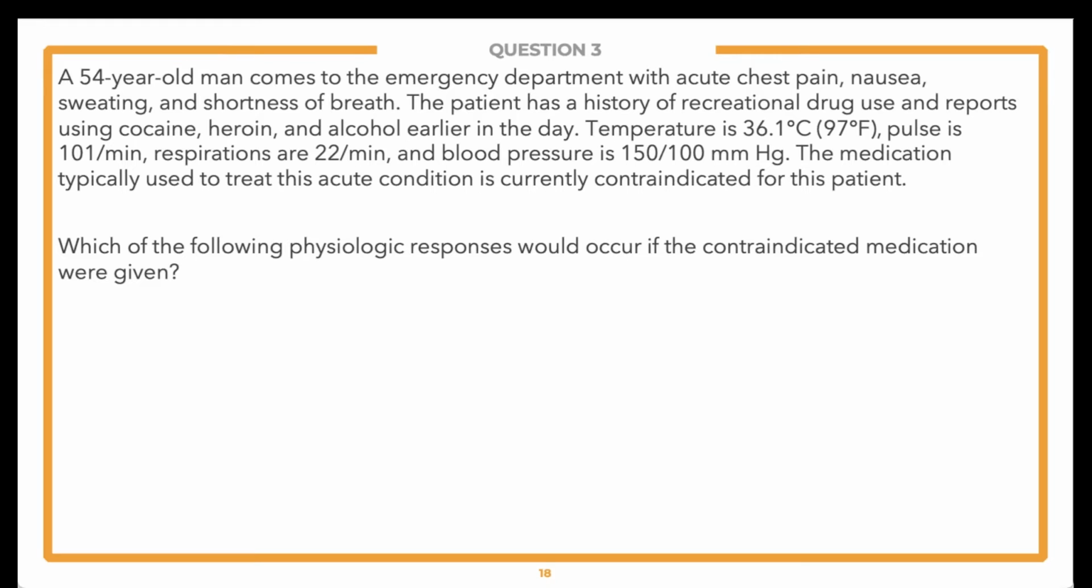A 54-year-old man comes to the emergency department with acute chest pain, nausea, sweating, and shortness of breath. The patient has a history of recreational drug use and reports using cocaine, heroin, and alcohol earlier in the day. Temperature is 36.1, pulse is 101, respirations are 22, and blood pressure is 150/100. The medication typically used to treat this acute condition is currently contraindicated for this patient. So again, which of the following physiological responses would occur if the contraindicated medication were given?